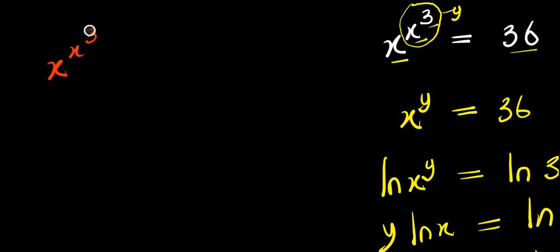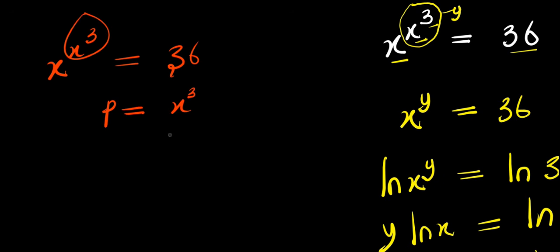x power 3 equals 36. And from here, what we will do is we can say let p equals x power 3. That means we replace this with p, so x power p equals 36. Now, before then, let's do it this way. Let's not even go this method.